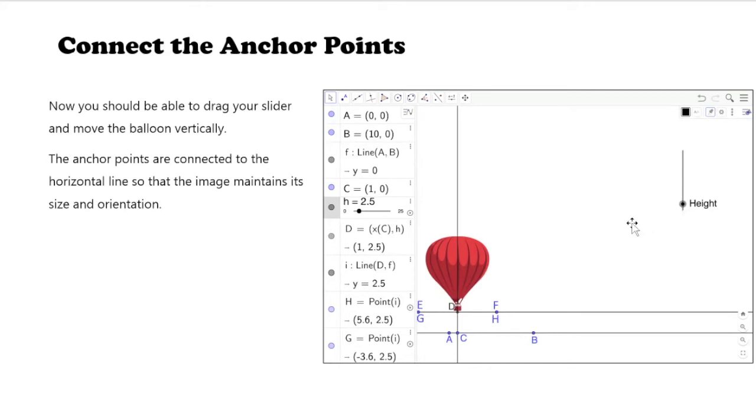Now you should be able to drag this slider tool, and when you do, your balloon will move vertically. Our points are all anchored. It's going to maintain its size. It's going to maintain its orientation. Part of our project is ready. We've got the height part.